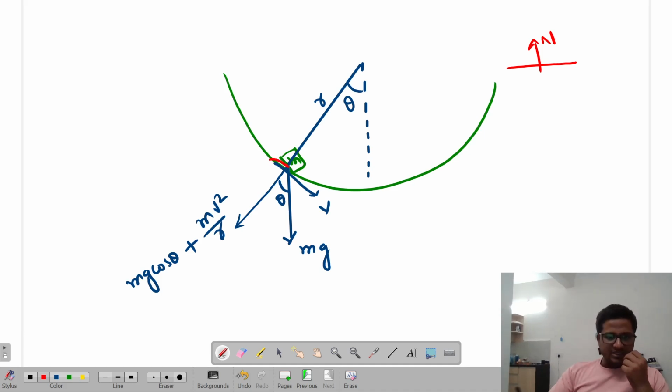Yes, so is this velocity present in this particular tangent direction or not? And perpendicular to this tangent. Remember that normal is always perpendicular to tangent.